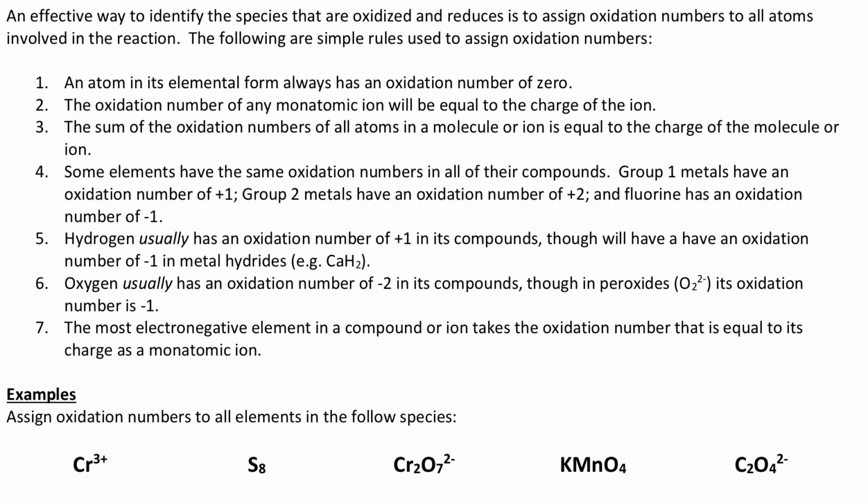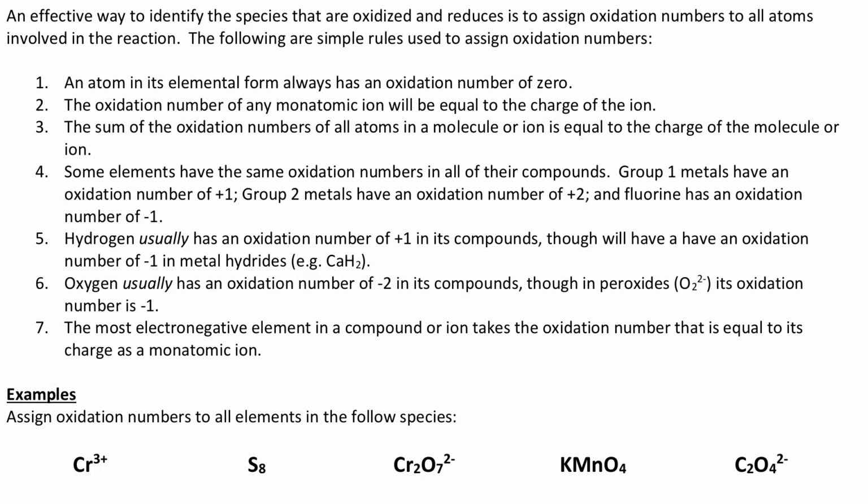If you have any species with multiple atoms together, the total of the oxidation numbers has to equal the total charge of that species. Okay, species is a general term we use for any type of substance. So that could be a molecule. In the case of a molecule, everything needs to be neutral. In the case of an ion, like a polyatomic ion, the total oxidation number needs to add up to the charge of the ion.